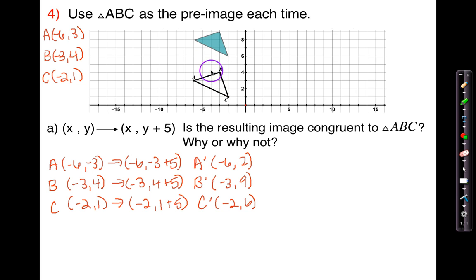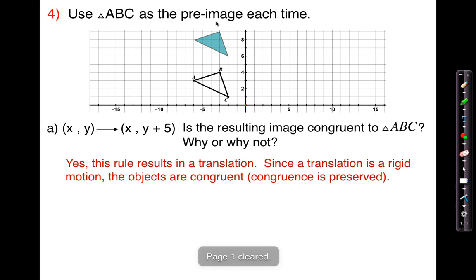Okay, so to answer the question, is the resulting image congruent to triangle ABC? Taking a look at it visually, I can definitely see that they are congruent. But why? Because technically what happened was it was a translation. Translation is a rigid motion, and we know that a rigid motion preserves congruency. So I'm going to go ahead and say that yes, this rule results in a translation, and since translations are rigid motion, I know that the objects are congruent. And why? Once again, rigid motion preserves congruency.